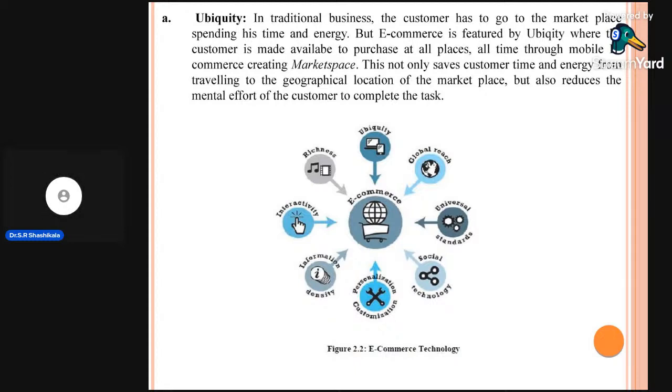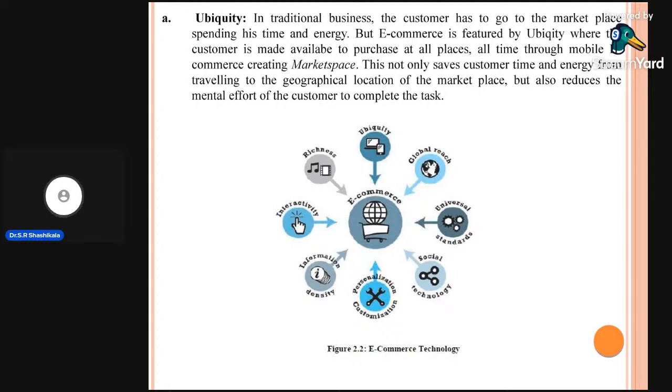By the term ubiquity, we mean that e-commerce is catering to the requirements of customers at any time and at any place. Whenever the customer wants to make purchases using their phone, they can place their order at any time, in any part of the world. So e-commerce creates a market space. This concept is known as ubiquity because the customer saves time and energy from traveling to different geographical locations, but just with the concept of market space, they can obtain the required material or place the order for whatever product they need. Figure 2.2 shows the e-commerce technology with the various features.